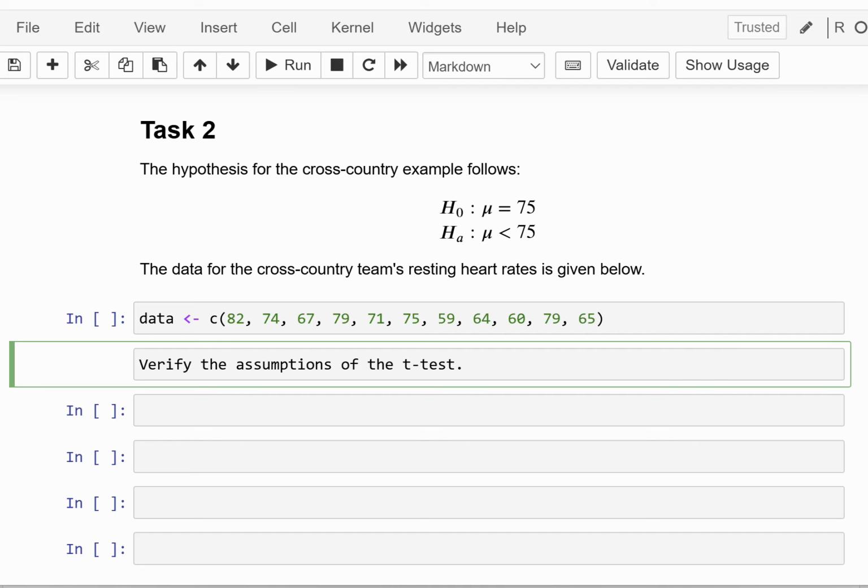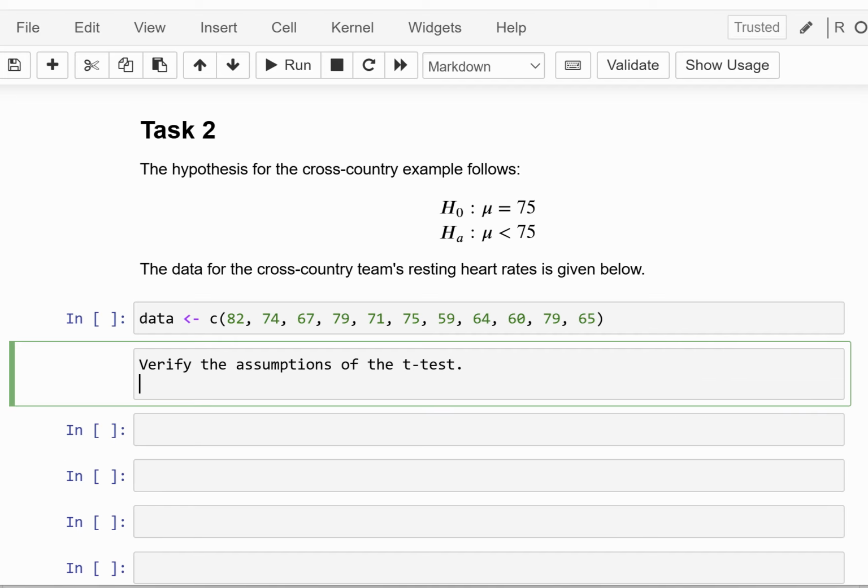Normality, independence, and homogeneity of the variances. Okay. So let me actually just put those down. So we have normality. Normality is easy.